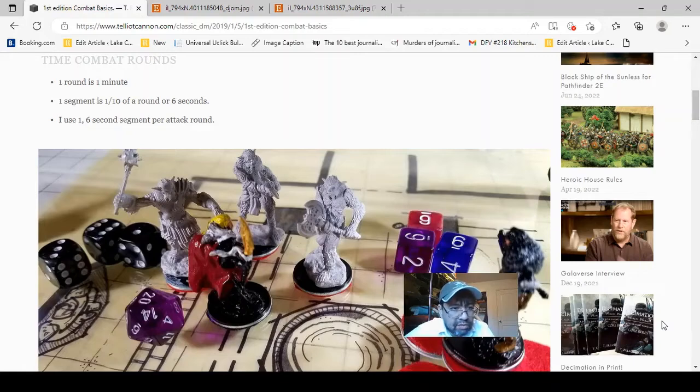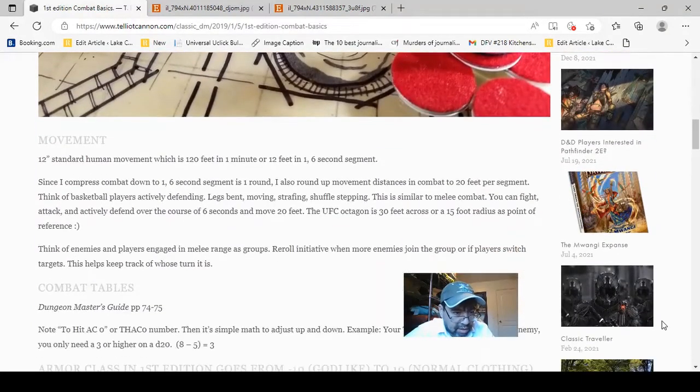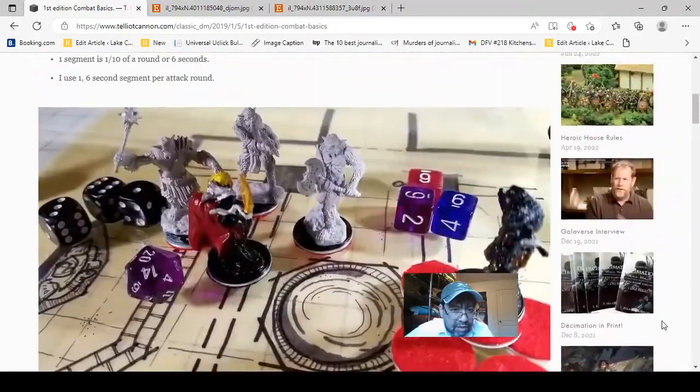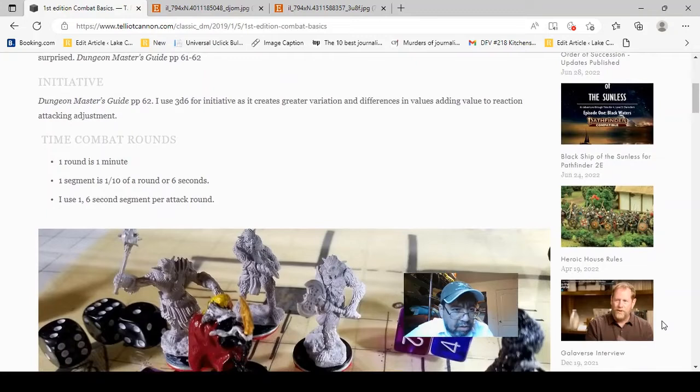So he says that he uses one 6 second segment per attack round, and then he talks about combat tables and a bunch of other different types of mechanics. But I just wanted to go over the time in combat. So the way it basically works in first edition is you have 10-minute turns in a melee. So a whole turn will take 10 minutes. But these 10 minutes are broken down into rounds, and a round is a minute.